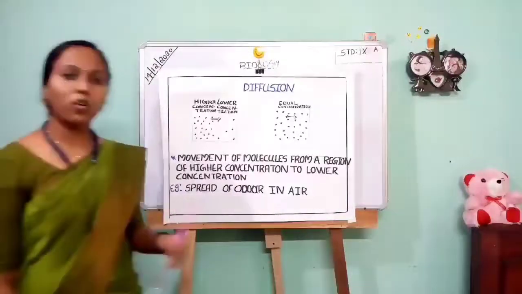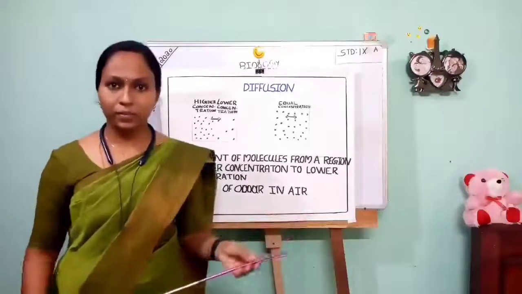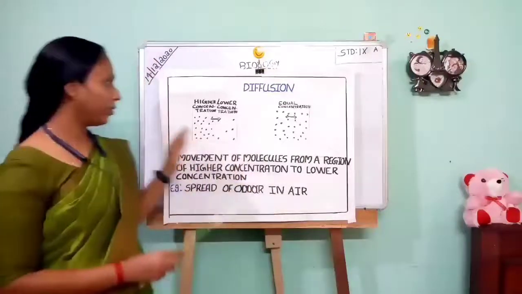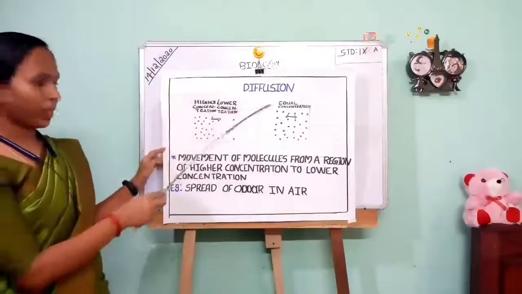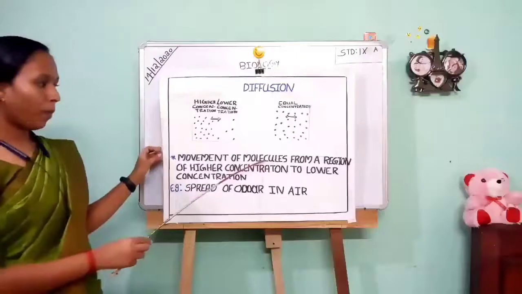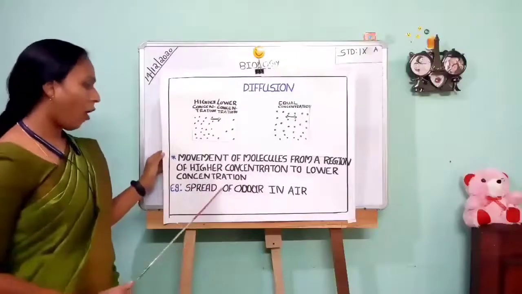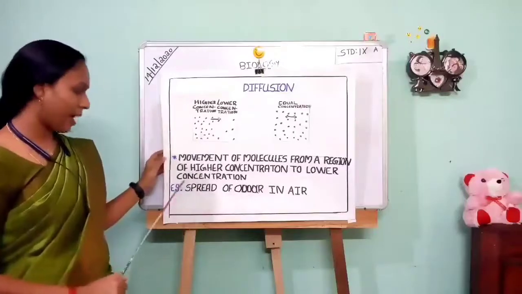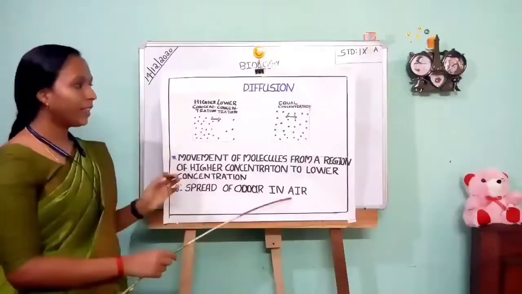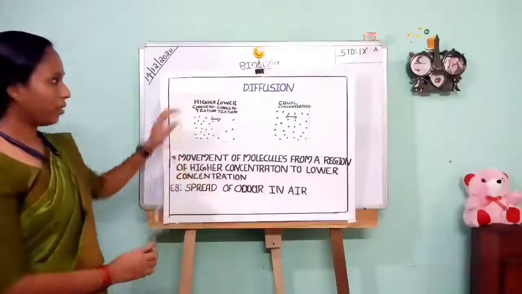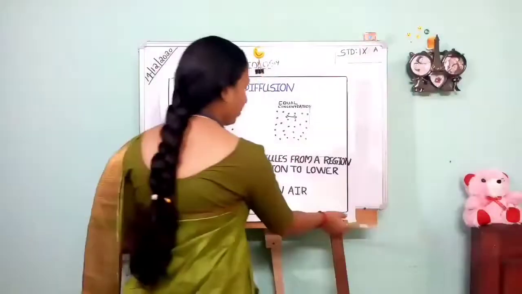From group 1, who is ready to read this chart? Okay, very good. Diffusion. Movement of molecules from a region of higher concentration to lower concentration. Example, spread of odor in air. Okay, very good. Sit down.